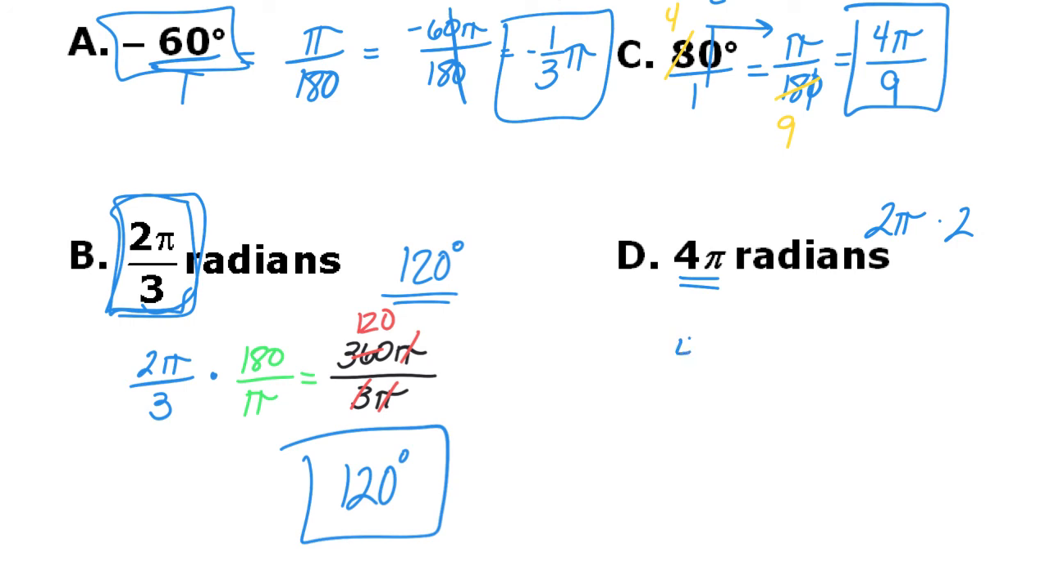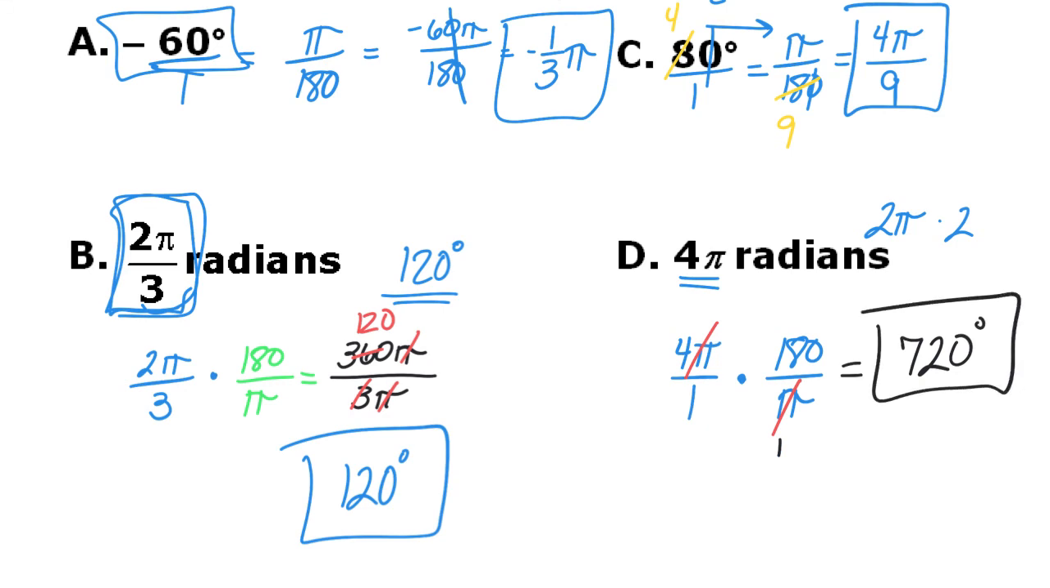We can multiply. Surefire way to do these things is just to multiply times 180 over pi. So the pi's are diagonal from one another, so you can cancel those in place just like I did. And then you do 4 times 180, that would be 720. 1 times 1, of course, is 1, so this is 720 degrees.